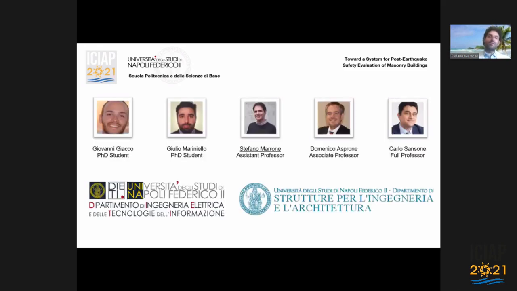And I want to start by introducing the team who is working on this project, because actually, as you can imagine, this is a complex project as it regards not only image processing, but also a deep understanding about buildings and structures and damages after an earthquake. So this work has been done together by two departments of the University of Naples, Federico II.